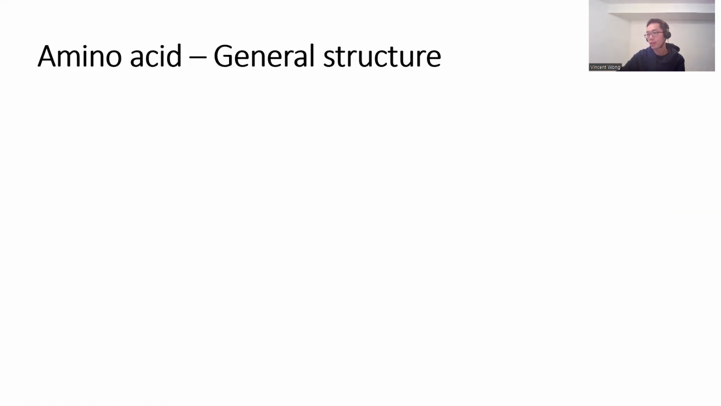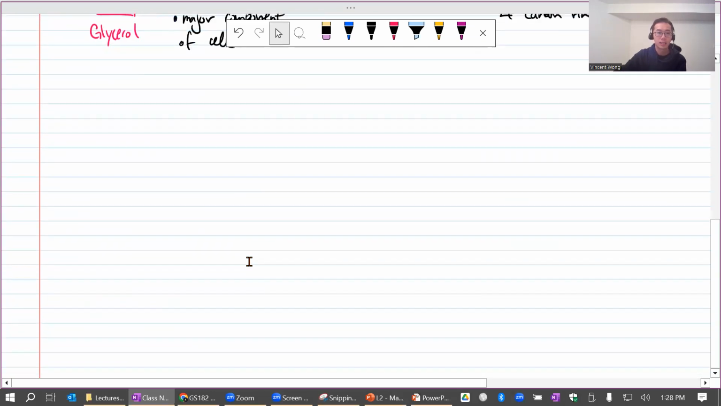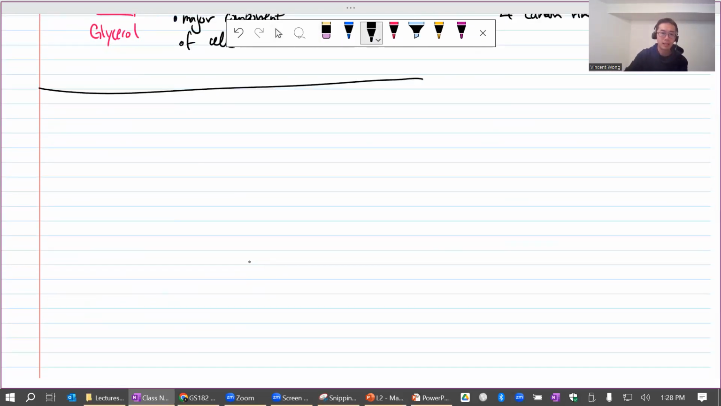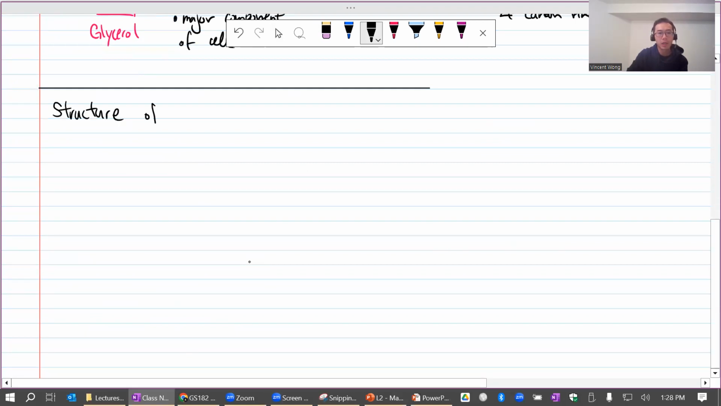So let's go back to our class notes here. Let's draw an amino acid. I am not gonna ask you to draw anything. I keep on telling you that, okay? I don't want you to freak out when you see these drawings, but it's a good idea to draw with me so you understand the structure and how things are connected, okay? Even though there are 20 amino acids, they all share a general structure.